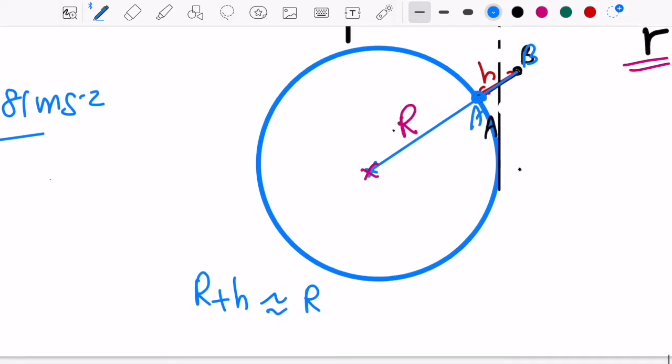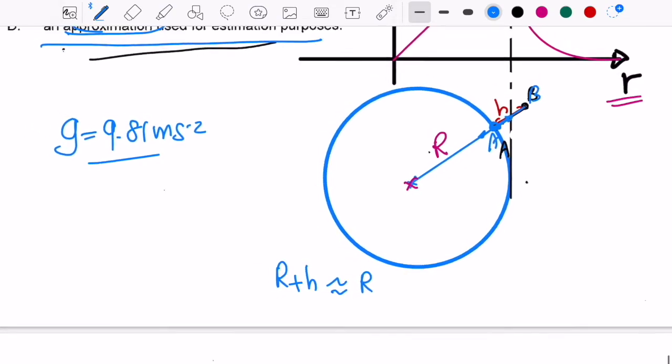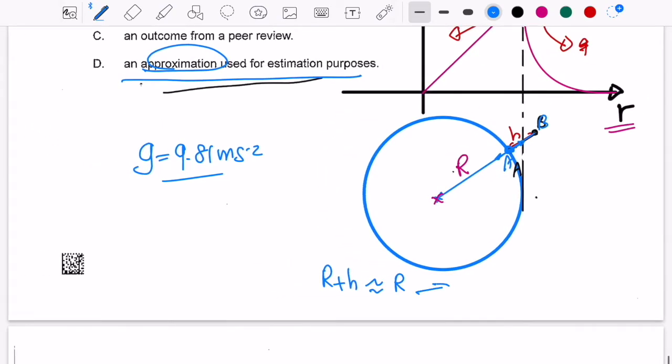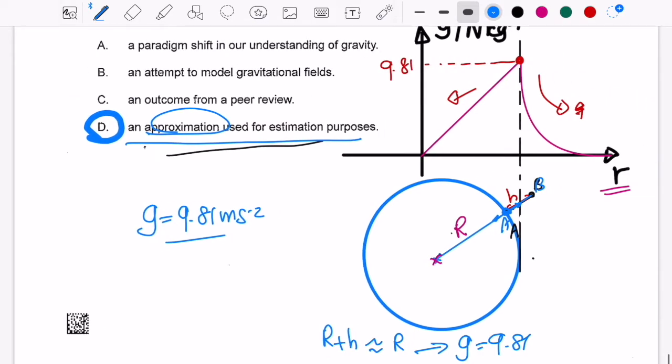What it means is, if you don't go far from the surface, either upwards or downwards, then only you can use g equals 9.81. So this is actually an approximation. This is not exactly always 9.81. If you go further, it will decrease. If you go inwards towards the center of the earth, it will decrease. So answer is D.